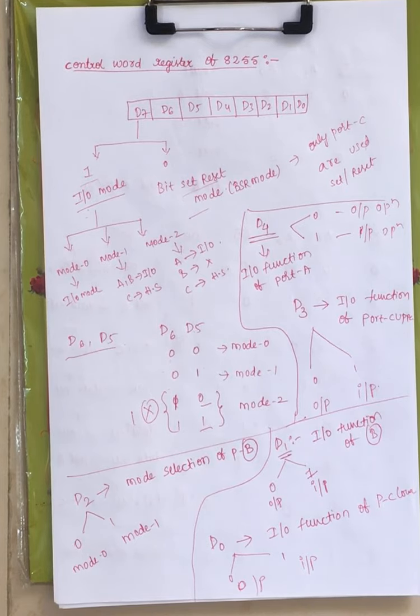In the next lecture, we will see the interfacing of 8255 with your 8085 microprocessor under IO mapped IO as well as memory mapped IO, right? Now here ends the control word register. Till now we have seen a clear idea of 8255. In the next lecture we will see the interfacing of 8255 with the 8086 microprocessor, right?